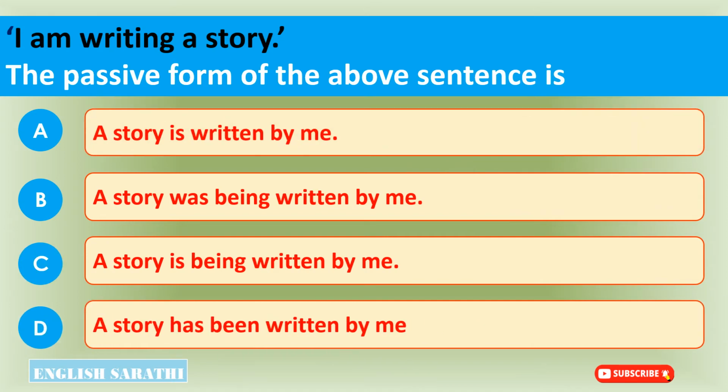Option A. A story is written by me. Option B. A story was being written by me. Option C. A story is being written by me. Option D. A story has been written by me. The correct option is option C: a story is being written by me.